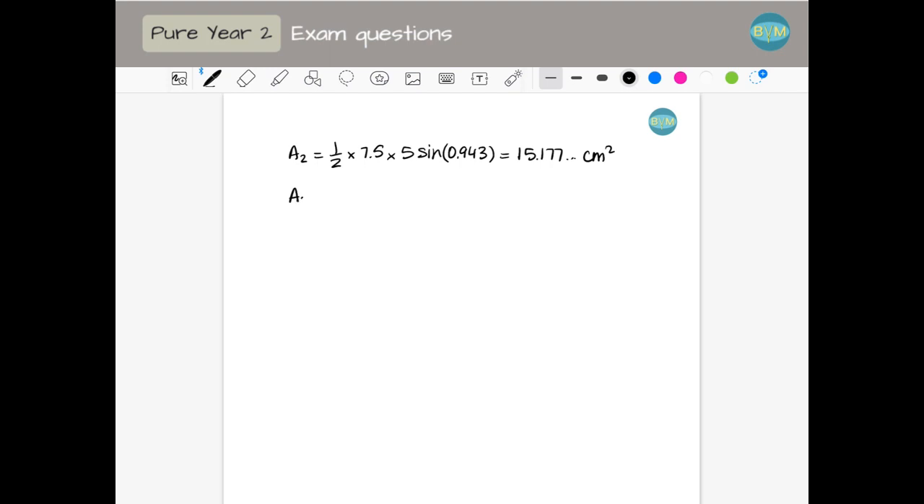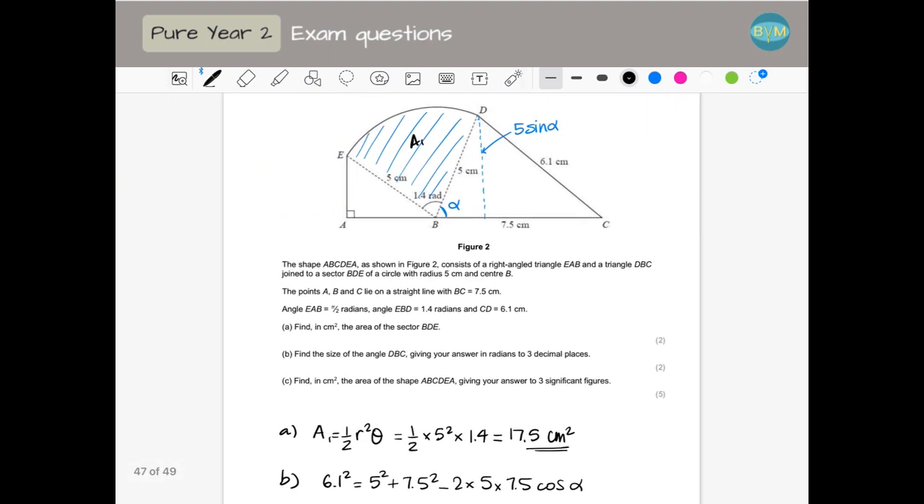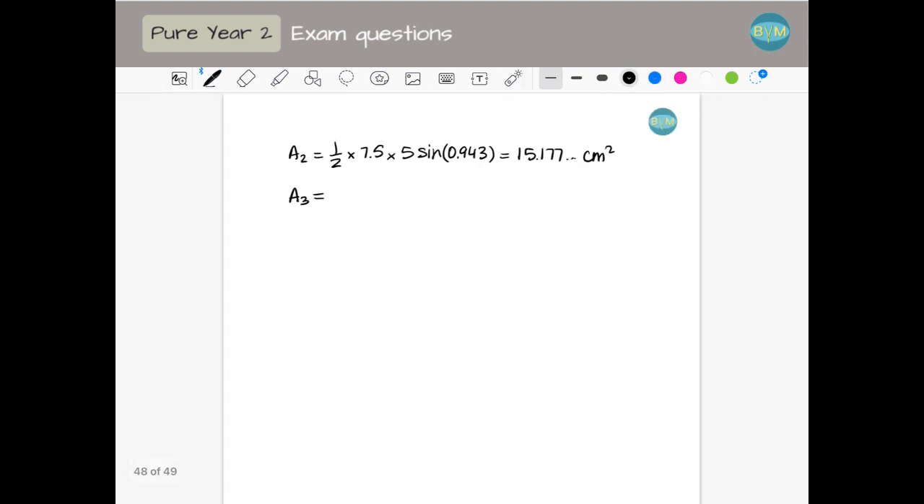And then let's call A3 the last area that we have here. So A2 was this triangle, and I'm going to call A3 this one. I have a right angle triangle, so the area will be this side times this side divided by 2, but I don't know either of the sides. What I can easily find is this angle here, because I know the total angle is 180 degrees, which is pi radians, and I know this angle and this angle. Let's call it beta, for example. Beta is going to be pi minus 1.4 minus the other angle.